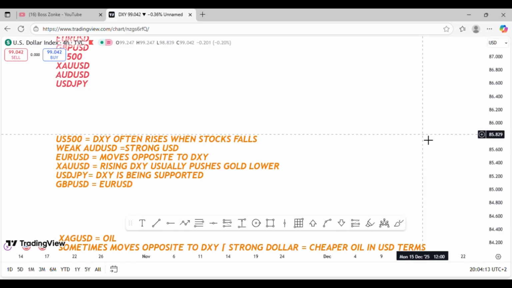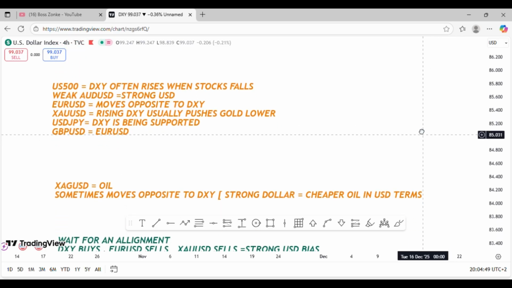Then weak AUD USD signals a strong USD. That's obvious. Then Euro USD moves in the opposite direction to DXY, meaning if Euro USD sells, DXY buys. And then gold, when it rises, DXY usually pushes gold lower. And then USD JPY, DXY is being supported. You understand? What do I mean by that? If USD JPY buys, DXY also buys. And then GBP USD and Euro USD, they move the same way. Those things will never change, unless something happens.